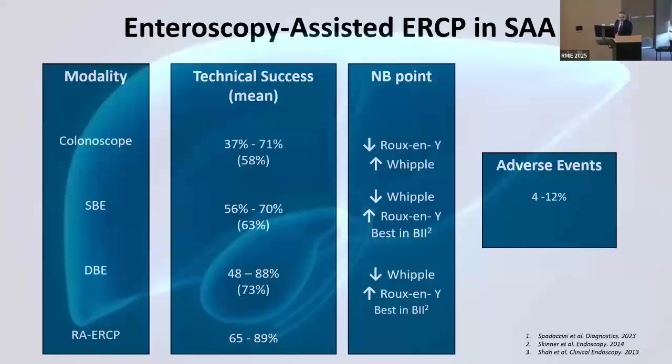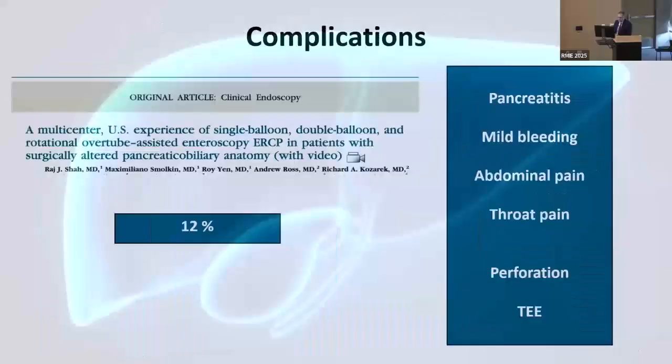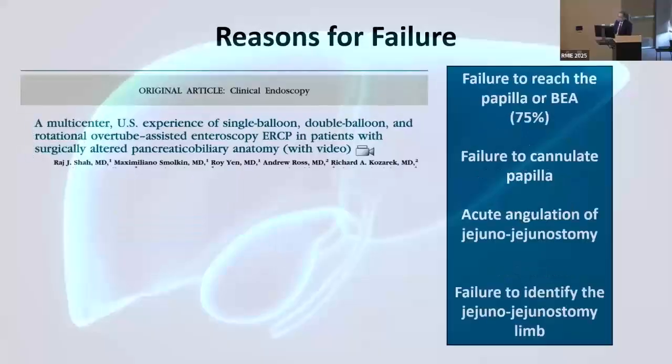But keep in mind, it has a relatively favorable adverse event rate. So complications around 4 to 12%, and the vast majority of these complications are mild. And our very own Raj, in his multi-center experience, published on this, and you can notice the profile of the complications with enteroscopy-assisted approaches. The Achilles heel remains the proportionally low technical success. There are a number of reasons for this, but the vast majority of them, almost 75%, are a result of not being able to reach your papilla or your biliary enteric anastomosis.